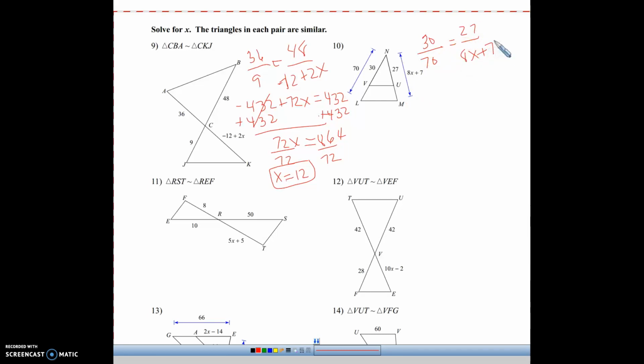So we are going to cross multiply. Get 240x plus 210 equals 27 times 70, 1,890. Subtract the 210 over, and I got 1,680 for 240x. And then I'm going to divide that by 240. And I'm going to get that x equals 7.